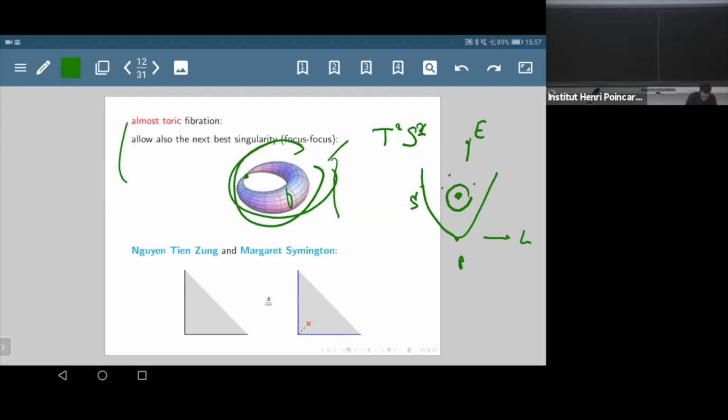Nguyen Tien Zung, and sorry for the first name, I don't know how to say it, and Margaret Symington understood that you can change this. This is the ball, right? This is the open four ball, and this is a strange way to see the open four ball. These are symplectomorphic, and this here is an almost toric fibration. It is a schema for something, more like symbolic. It means that over the whole blue thing, you have circles. Here is a circle, and here is a circle, and here also is a circle.